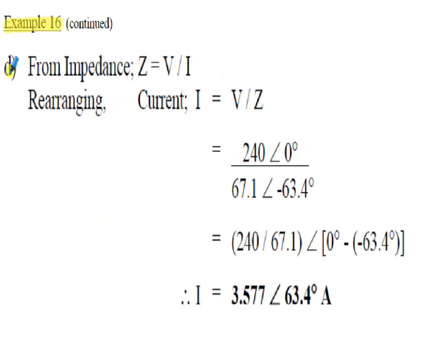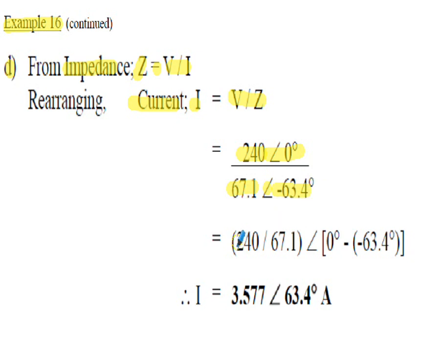Example 16 continued, part D. We know that impedance Z is defined as the voltage divided by the current. So if we want to find the current in this case, we rearrange for I. So multiplying both sides by I, dividing both sides by Z, I is equal to V divided by Z. In this case, the voltage is defined as 240 volts, argument 0 degrees on the real axis. We divide that by Z. In polar form from the previous slide, that was 67.1, argument negative 63.4 degrees.